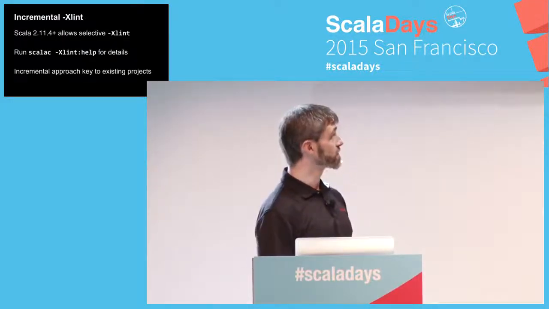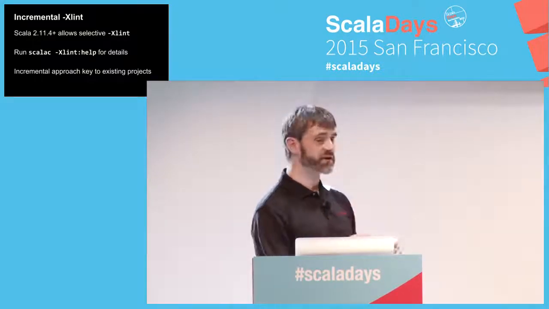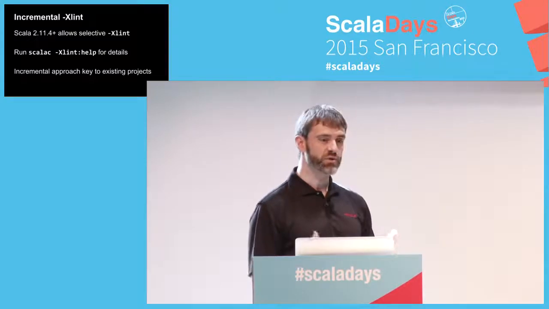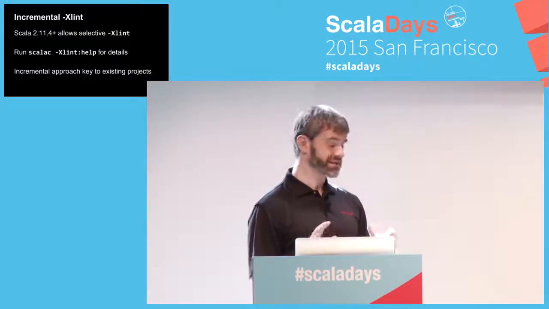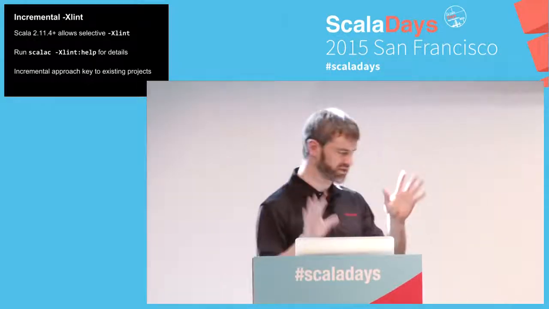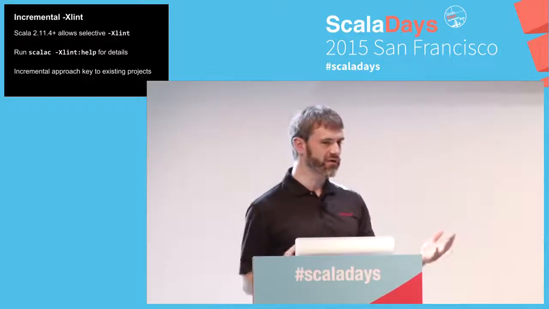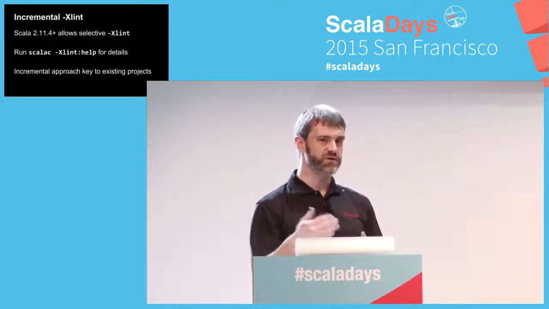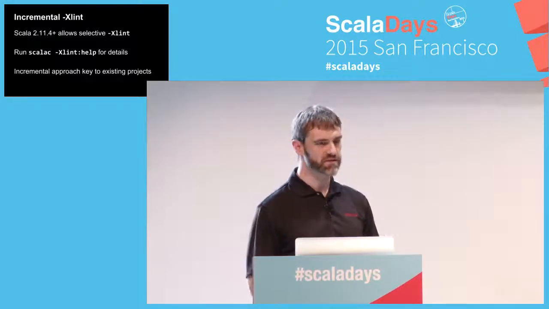In 2.11.4, Scala made it possible to selectively enable bits of the xlint. There are quite a few checks that it does. So if you have an existing project, that's important to you, because it's entirely possible, and I'm not trying to cast aspersions and say you write bad code, but it's possible that you'll get a whole lot of warnings. And if you want to take your time, then you can use this selective bit to enable parts of it incrementally so that you can clean up your project in maybe a few iterations.